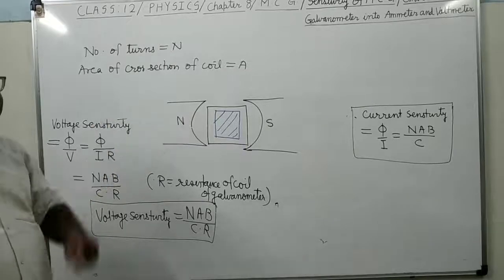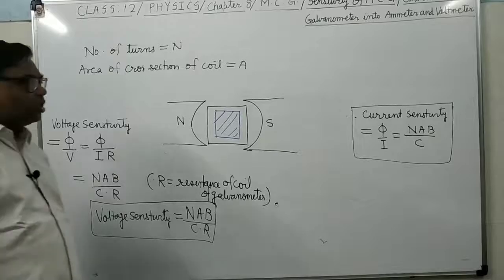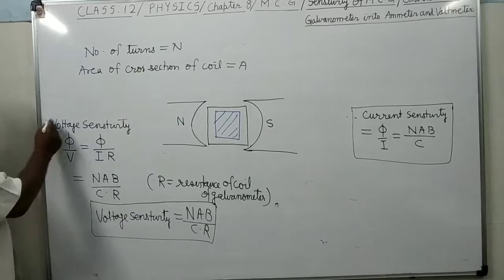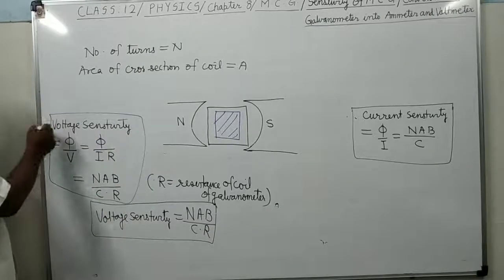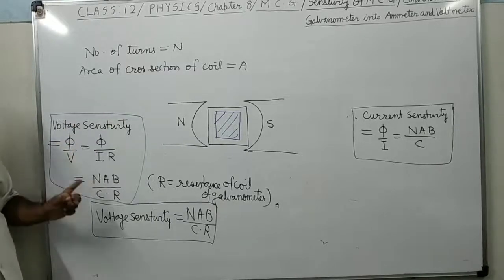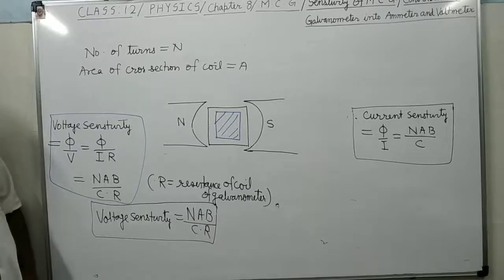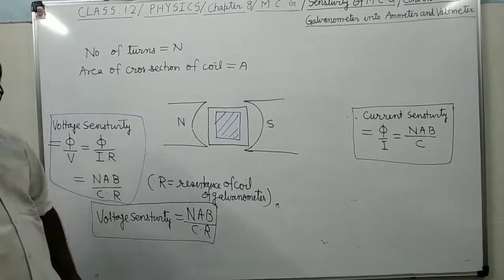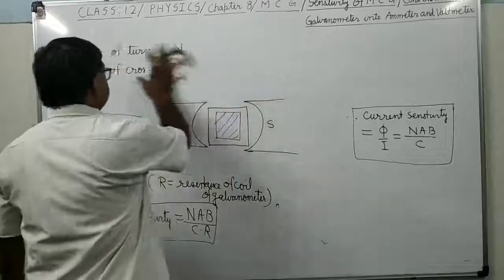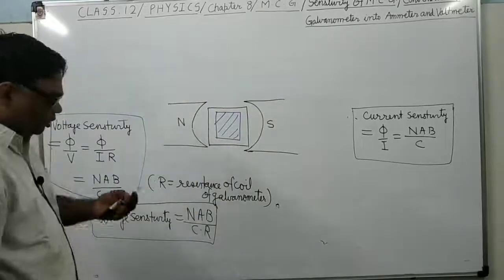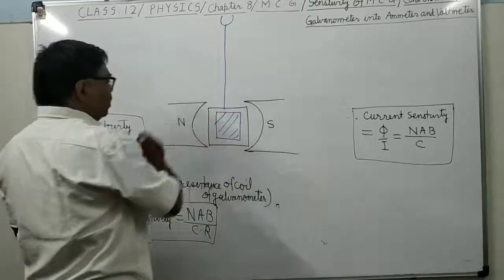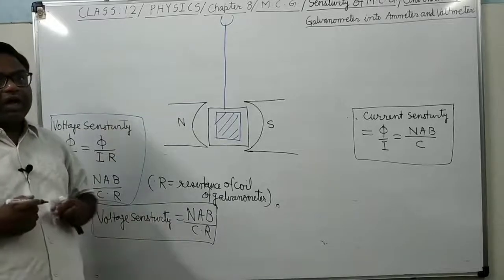Now thirdly, we can decrease C. In order to increase the current sensitivity, and in order to increase the voltage sensitivity, you can see here voltage sensitivity is also NAB upon C into R, the same thing will be here. So in order to increase current sensitivity or voltage sensitivity, we can decrease C. And how will you decrease C? C can be decreased by using a thin and long phosphor bronze strip which is used for suspending the coil. This should be long and thin.